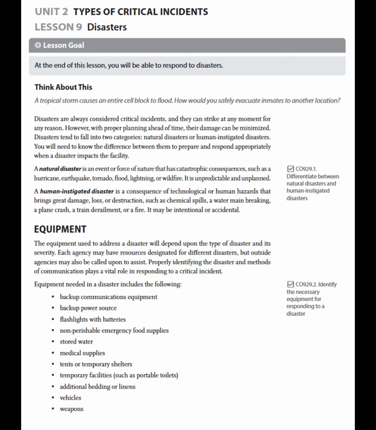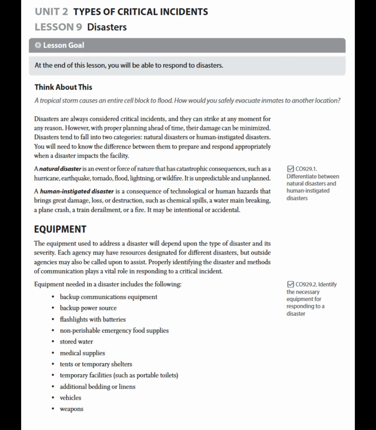A natural disaster is an event or force of nature that has catastrophic consequences, such as a hurricane, earthquake, tornado, flood, lightning, or wildfire. It is unpredictable and unplanned. A human-instigated disaster is a consequence of technological or human hazards that brings great damage, loss, or destruction, such as chemical spills, a water main breaking, a plane crash, a train derailment, or a fire. It may be intentional or accidental.